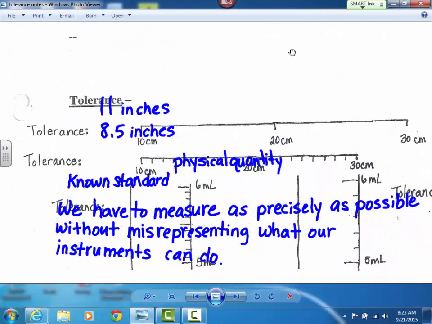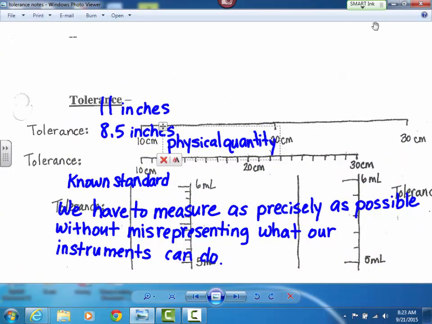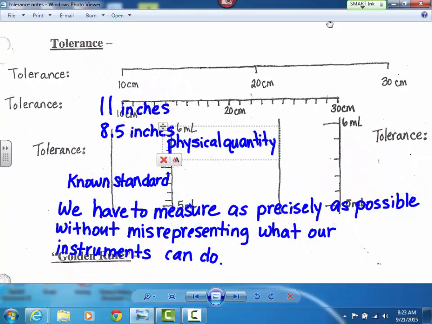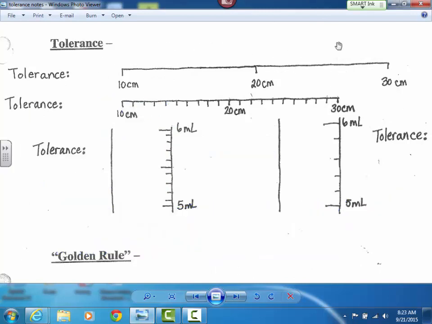I'm going to scroll down here and erase the writing. And we're going to talk about this idea a little bit more specifically, and we're going to call this idea tolerance. The tolerance of an instrument tells you how precisely that instrument can be used. And let's give it an official definition up here where it says tolerance.